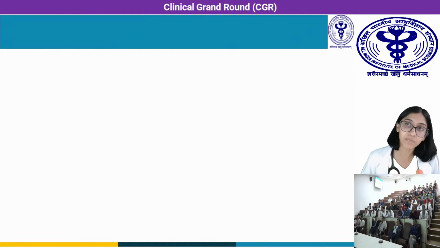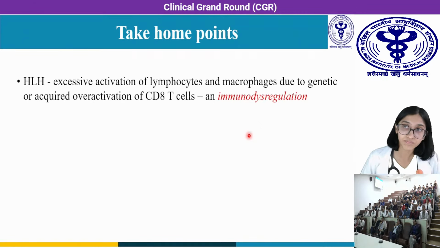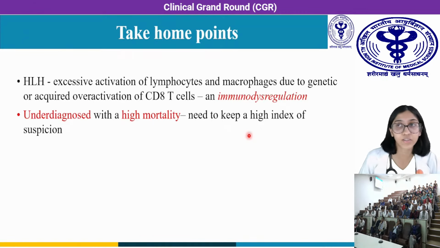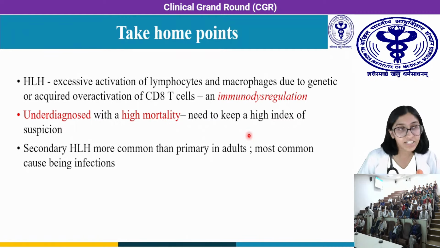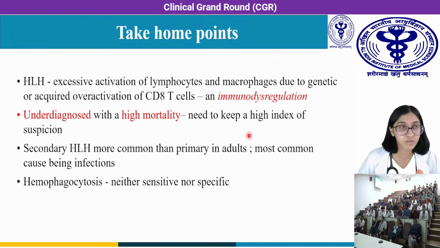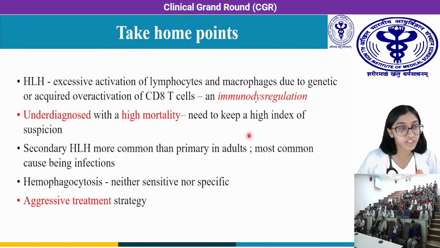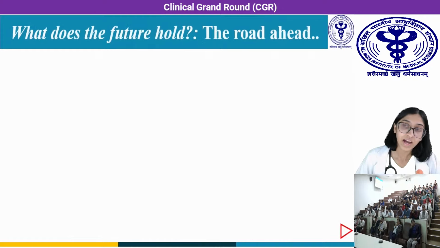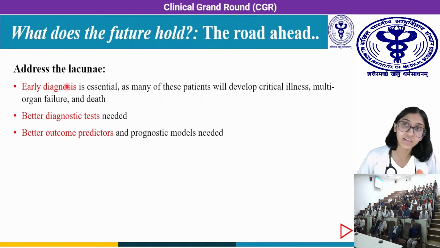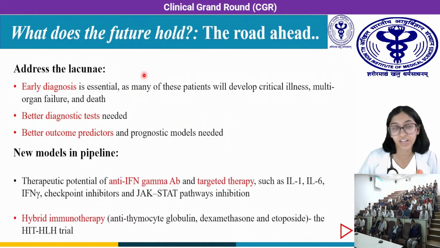I would like to sum up by saying that HLH is an immunodysregulatory entity. It is very much underdiagnosed and has a high mortality. Secondary HLH is more common in adults. Hemophagocytosis is neither sensitive nor specific. We need a very aggressive treatment strategy to deal with this entity. And in the future, we need to address the lacunae which are already present in our knowledge. Also, newer diagnostic modalities and newer therapeutic strategies are already in play and underway.